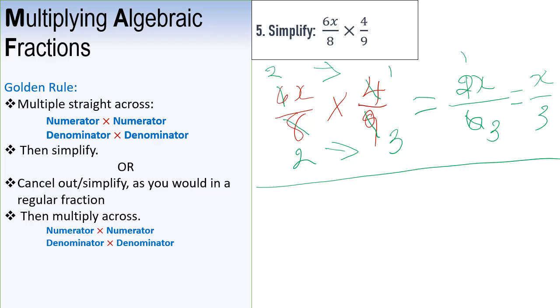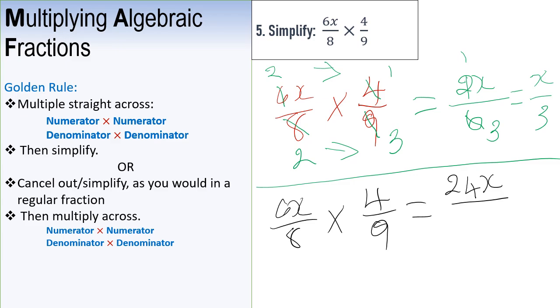Using our other method where we simply multiply across, 6x over 8 times 4 over 9 equals 6 times 4 is 24x over, that gives you 72. And from here you can go ahead and simply do your canceling out. 12 into 24 goes 2 times. 12 into 72 goes 6 times. So we have 2x over 6. We can cancel out some more. 2 into itself, 1, 2 into 6, 3 times. So our answer is x over 3. And there you have it. So if you do this one way and you get an answer and you want to make sure your answer is correct, you can simply just try the other method and see if it works for you.